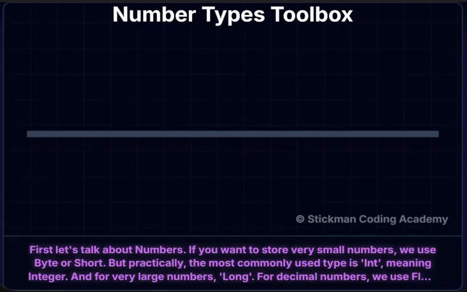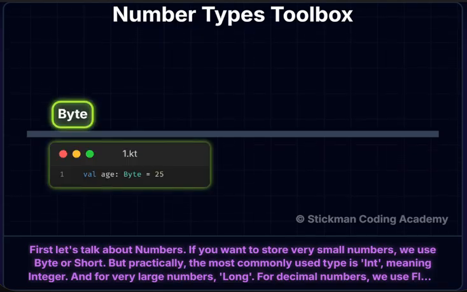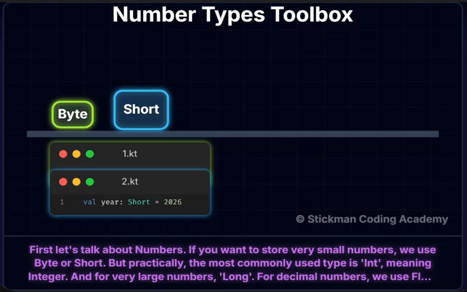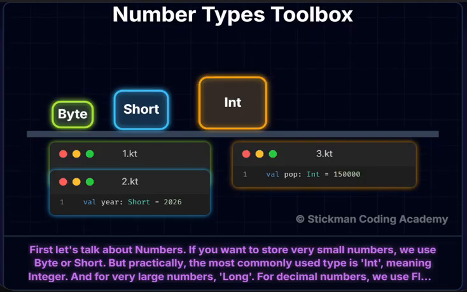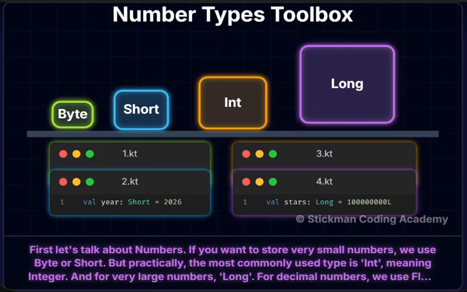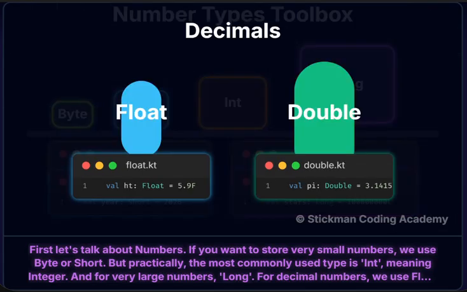First, let's talk about numbers. If you want to store very small numbers, we use byte or short. But practically, the most commonly used type is int, meaning integer, and for very large numbers, long. For decimal numbers, we use float and double.